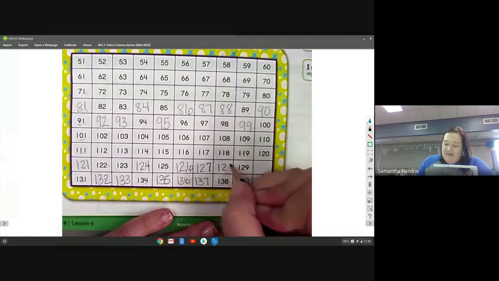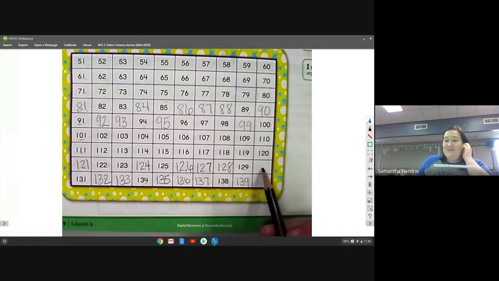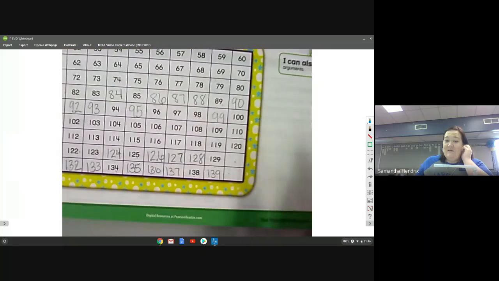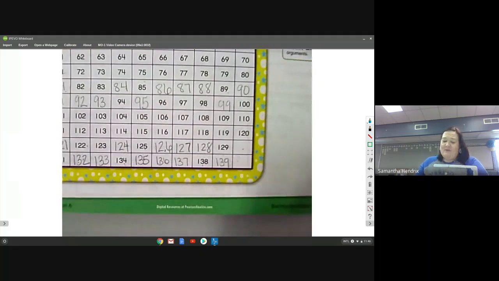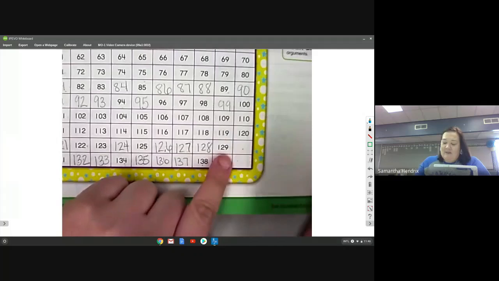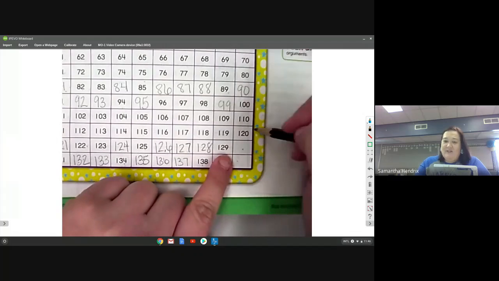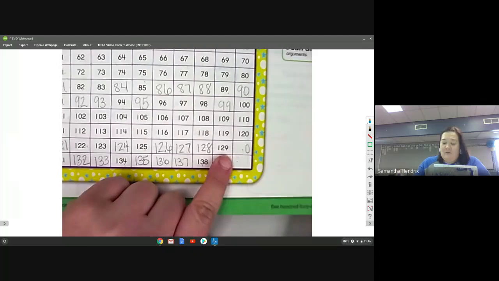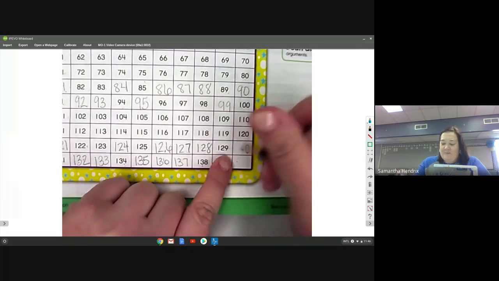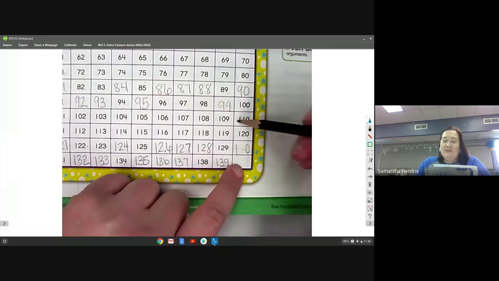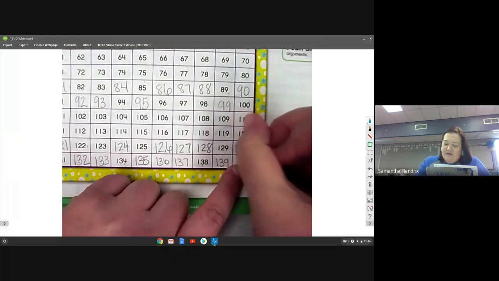127, 128, 129. What comes after 129? I know that's big numbers. If you're not sure, let's look. Our ones digits are zeros. Our hundreds digits are 1. And then the tens increase by 1. We have 70, 80, 90, 100, 110, 120, 130.